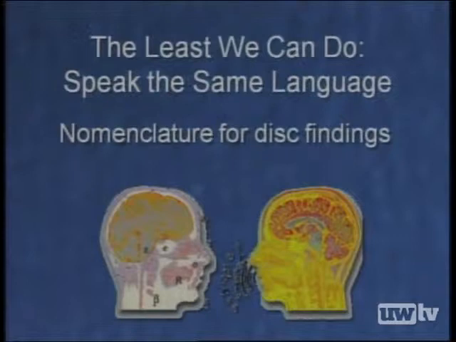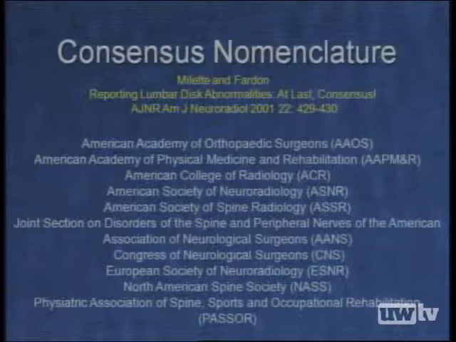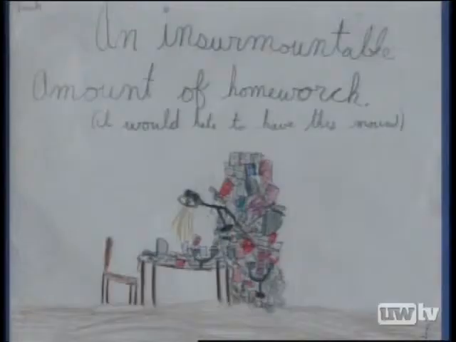I think that the place to start, really, is agreeing on common terminology, and making sure that we're using the same terms to describe things that you're using. And luckily, we're in pretty good shape here. It's been almost a decade now since Pierre Millet, who's a neuroradiologist, and Fardon, a surgeon, came up with this consensus nomenclature, and it's really been adopted by every society that deals with low back pain. And so I'm just going to briefly review this.